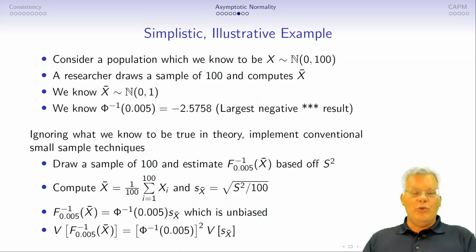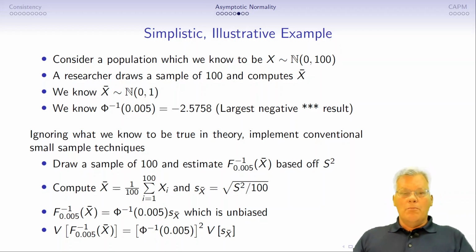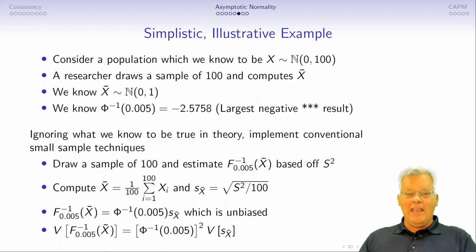largest negative 3-star result, the amount that captures 0.005 in the left-hand tail, it's going to equal minus 2.5758 multiplied by S of x bar, and remember, S of x bar was the sample-based standard deviation of x bar. Okay. Now, it turns out that we know in theory what this value ought to be, right? It ought to be minus 2.5758. But because of sampling, there's going to be some amount of variation.